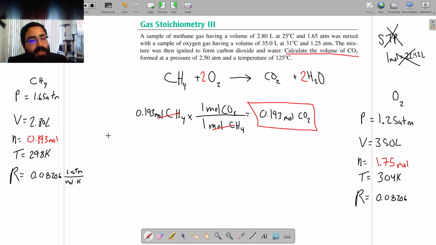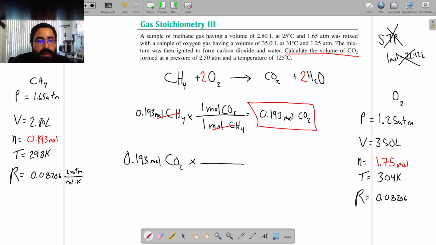So we're almost there. Now we got 0.193 moles of CO2, and because I'm getting lazy and I want to throw away all the hard work I've been doing, I'm going to ignore what we said earlier. No, don't ignore it. Remember, we cannot use molar volume. We cannot use that 22.4 because it is not at STP.